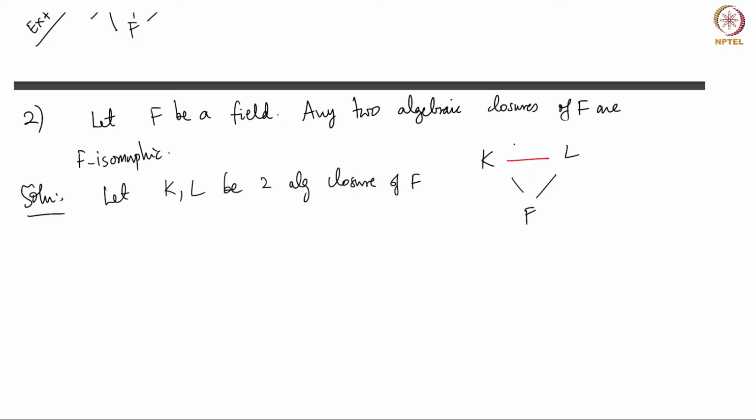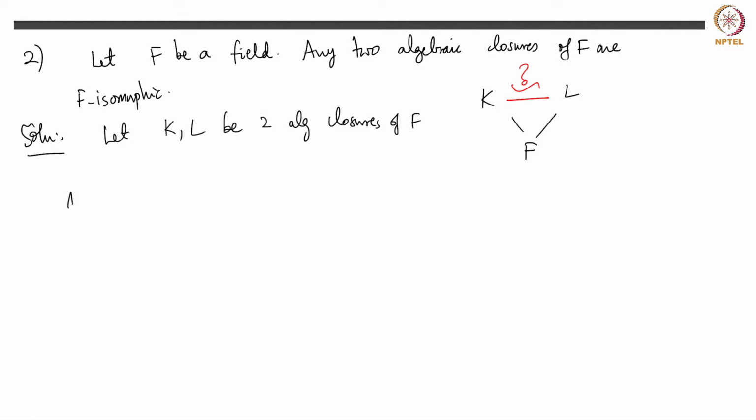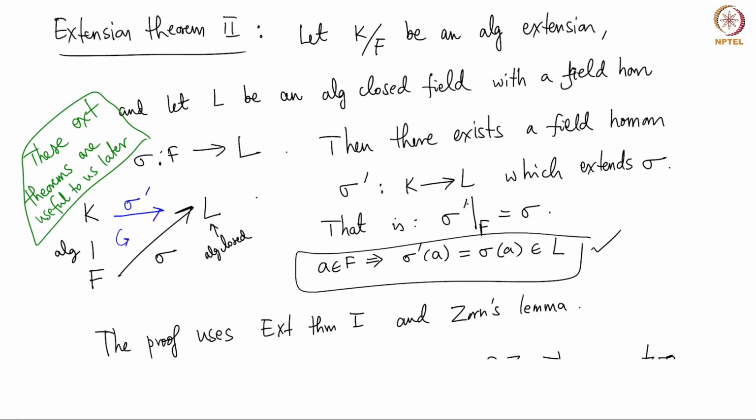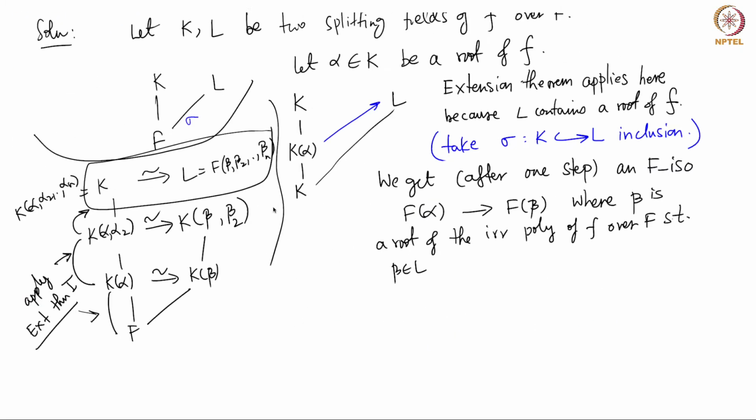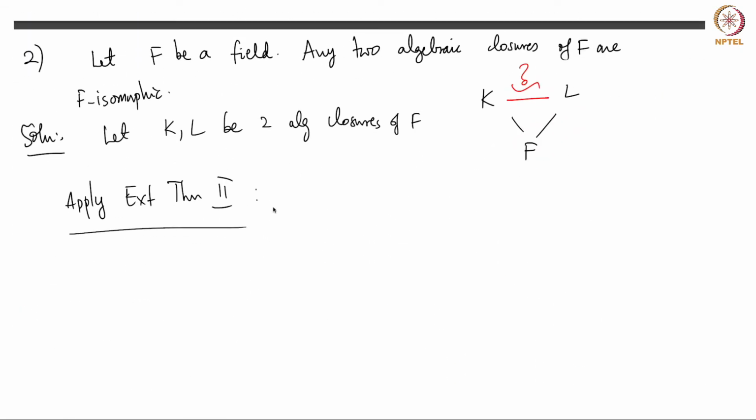Our goal is to show that there is an isomorphism over the field F. That means there is an isomorphism which fixes F pointwise. That is important for us. Okay, so this is also easy because we apply extension theorem 2. And if you recall, what does extension theorem 2 say? If you have an algebraic extension K of F and an algebraically closed field L, then there exists a map from K to L which extends sigma. So here of course sigma is the inclusion map.